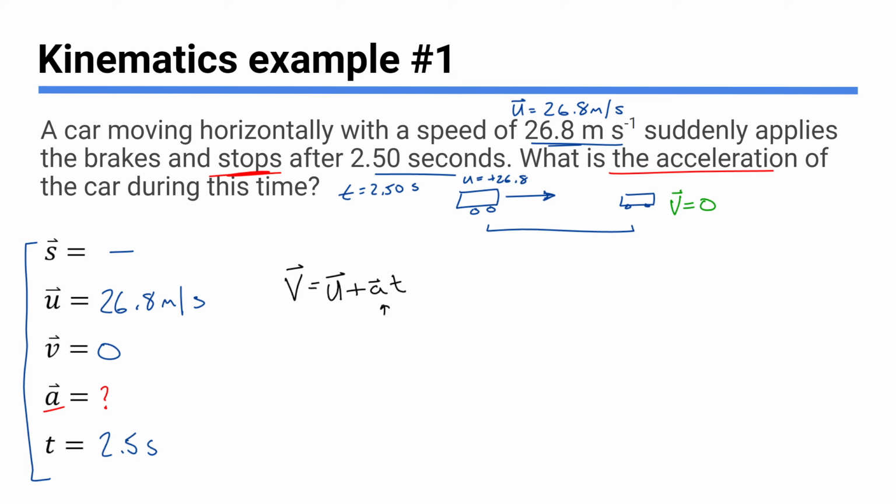Okay, so let's solve for a. Let's do some algebra. Solve for a. I'm going to subtract u from both sides. You can do two steps here. And then I'm going to divide both sides by t. So I get v minus u over t equals a.